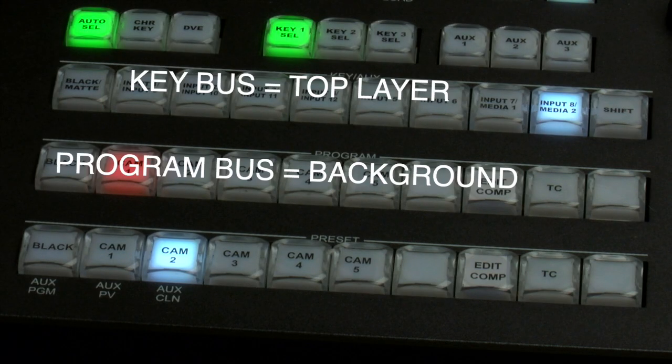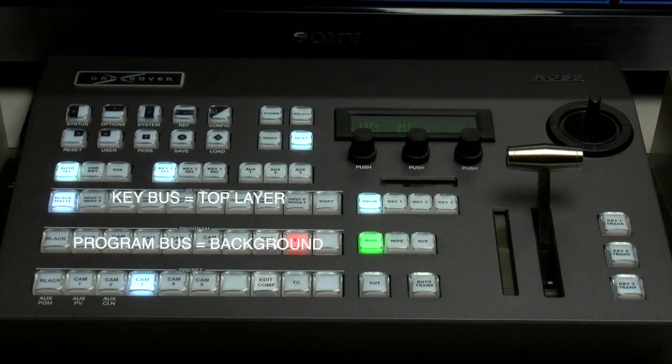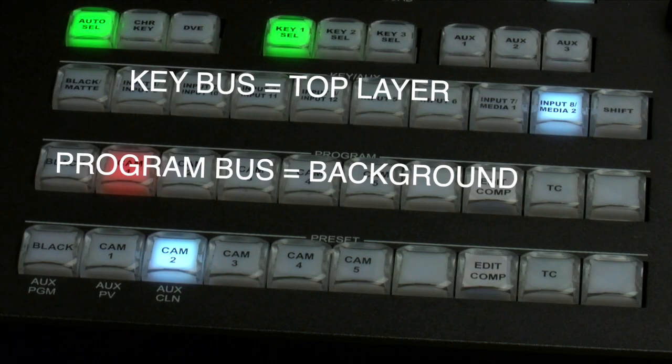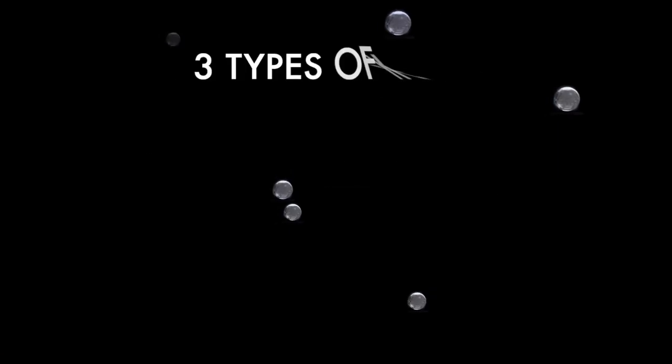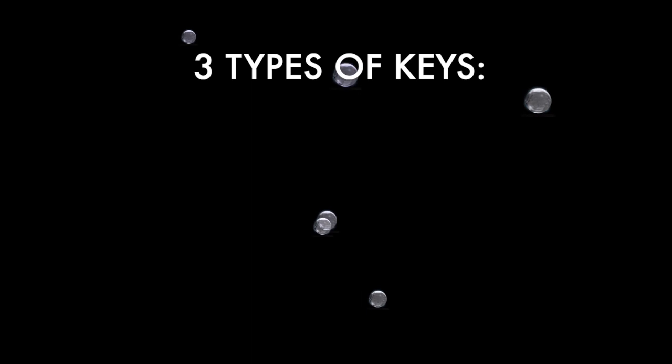In general, whatever you are keying, meaning your key source, will be on the top, and whatever you have selected as the source on program will be on the bottom. On this switcher, the key bus is on the top, and whatever we have on program bus will be on the bottom. So let's go back to the types of keys.